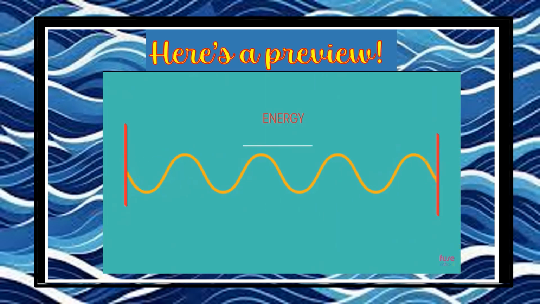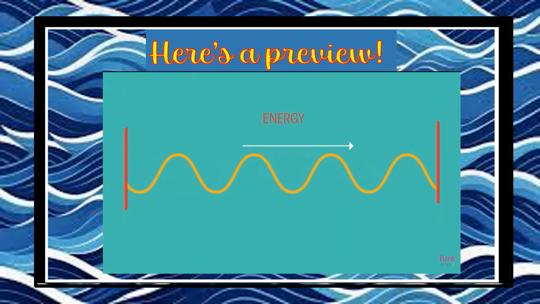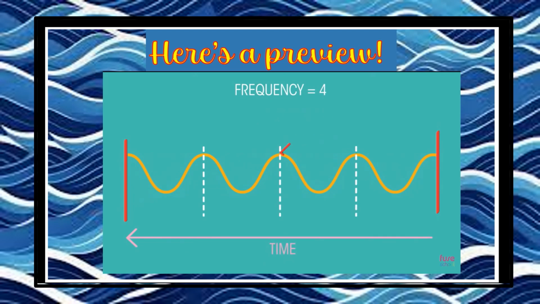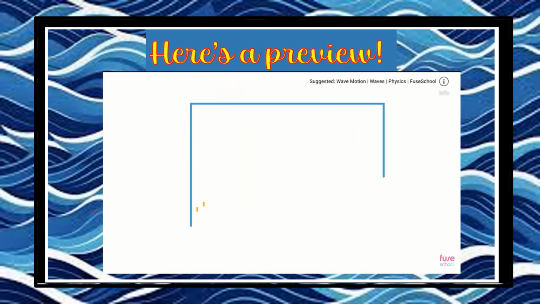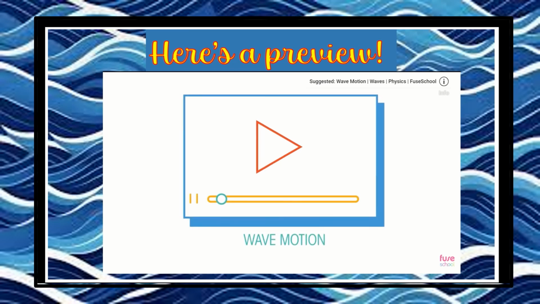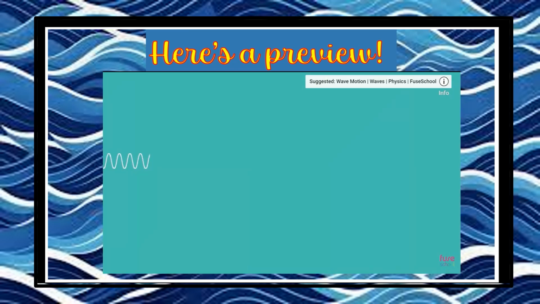Waves transfer energy from one place to another. You should already know how to describe them in terms of frequency, wavelength, and amplitude, which we looked at in another video. In this video, we're going to look at two ways they can be classified.